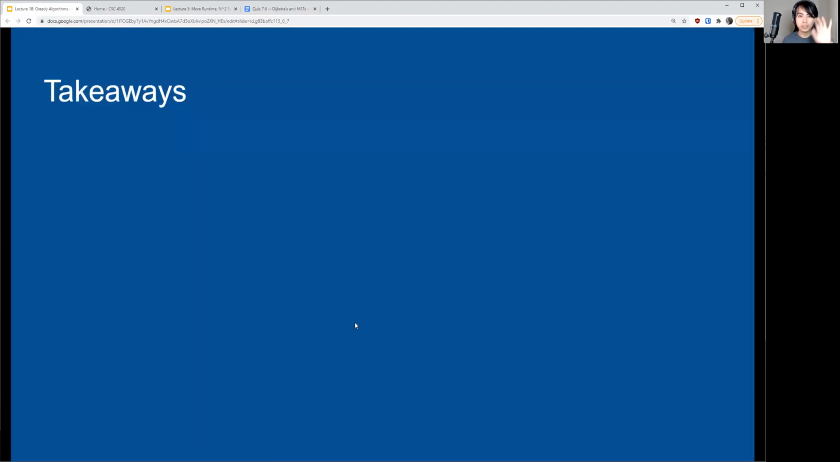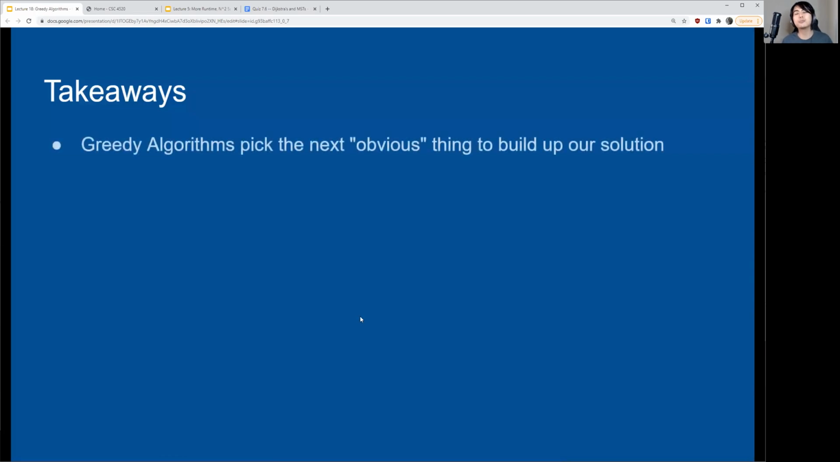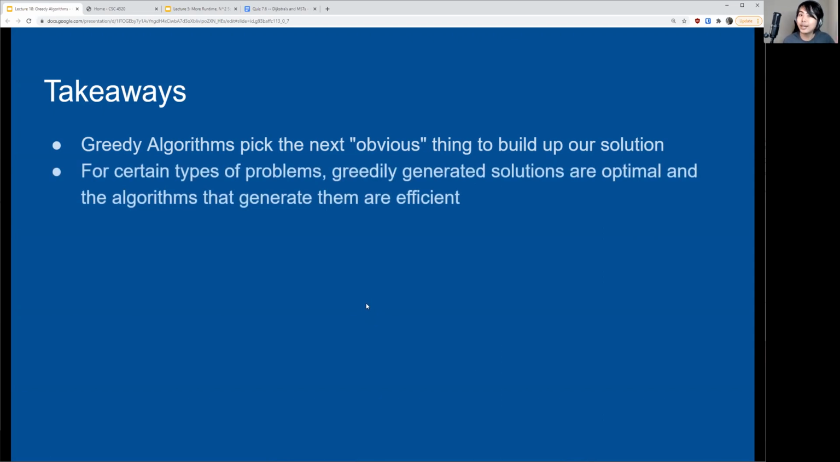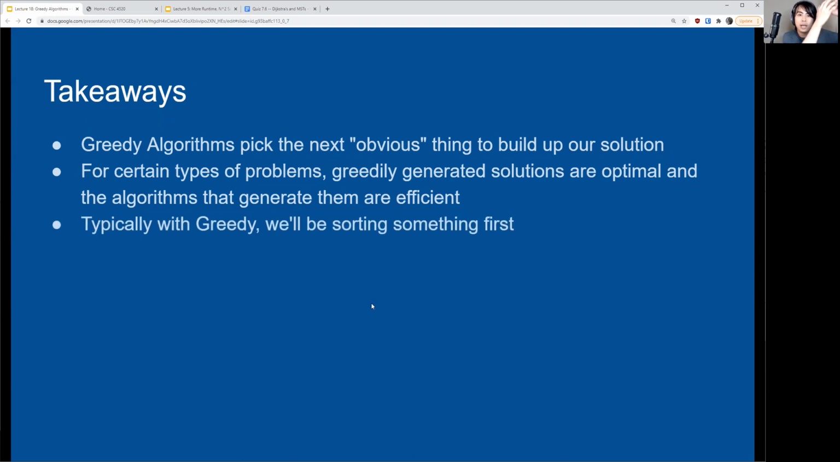All right. Let's go ahead and do takeaways now. Greedy algorithms just pick the next obvious thing to build up our solution. For certain types of problems, greedily generated solutions are optimal and have algorithms that generate them that are super efficient, right? The O of 1 case like we saw before. Typically with greedy, we'll be sorting something first. So we had to go and pick the least waiting time customer to serve. We had to pick the lecture that was scheduled earliest, that ends earliest. We had to pick the coin that had the biggest amount. So there's always some sort of ordering that's either explicit or implicit in your code.